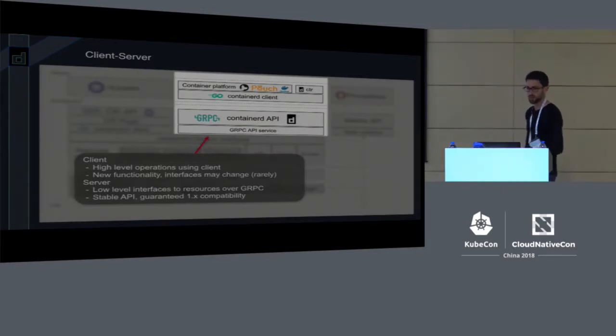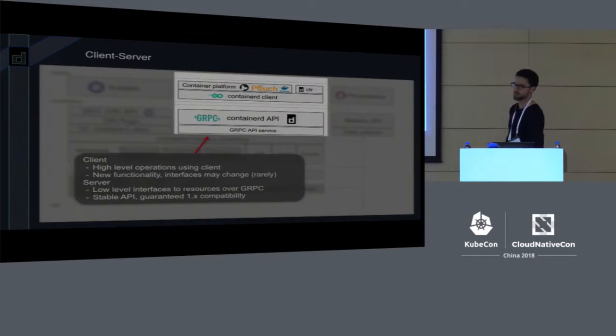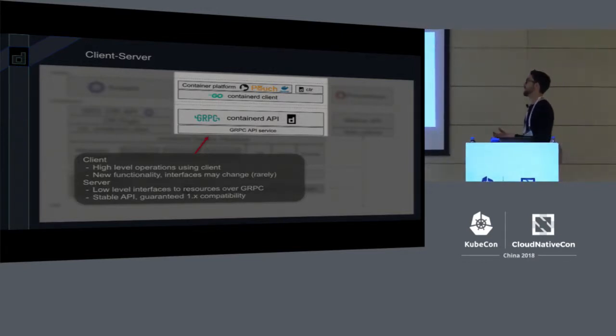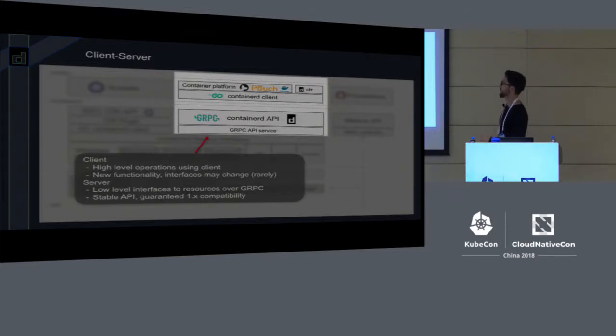So to start off, Containerd is essentially the client-server model. We have a smart client. The client implements all the high-level interfaces. So when you do, for example, a pull operation, the pull operation is actually implemented inside the client. Any sort of new functionality that users are asking for, most of those functionalities can actually be implemented in the client rather than on the Containerd server.